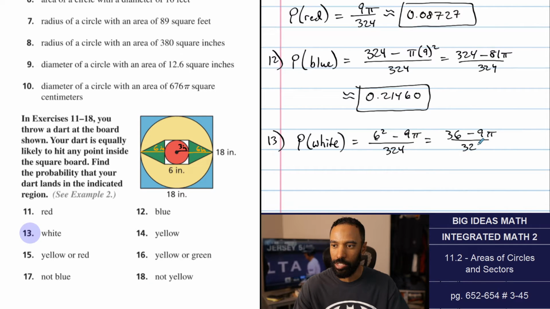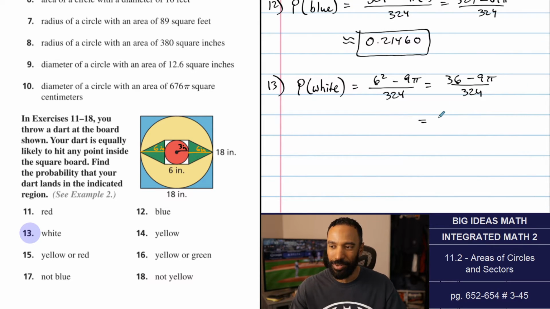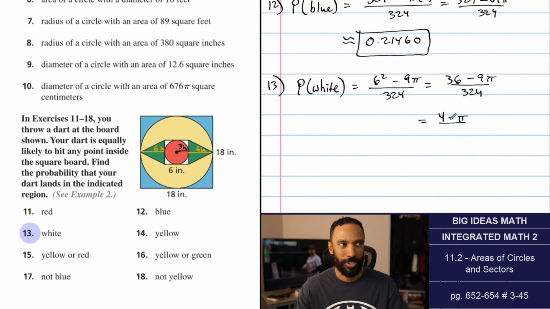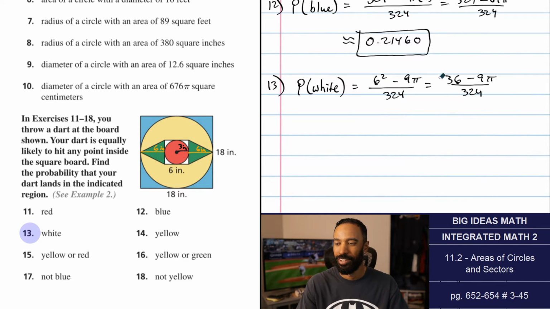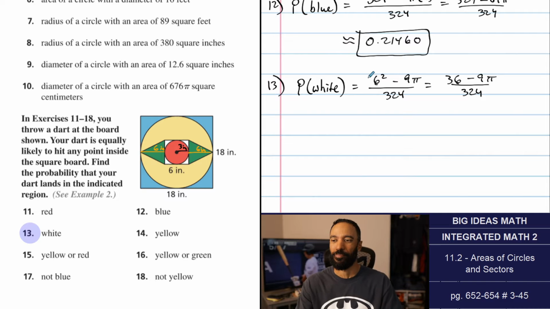I almost feel like reducing, and I probably should have done it on the previous ones. Like 36 over 324, I believe, is 1/9. But then you have to divide this by 9. I feel like I can reduce that. I think I could reduce this to 4 minus pi over, what's 324 over 9? 36 probably, I think. Anyway, there would be that.